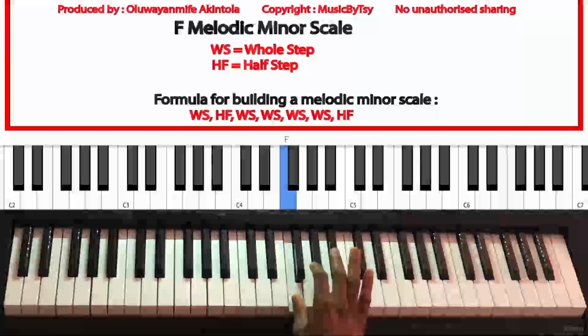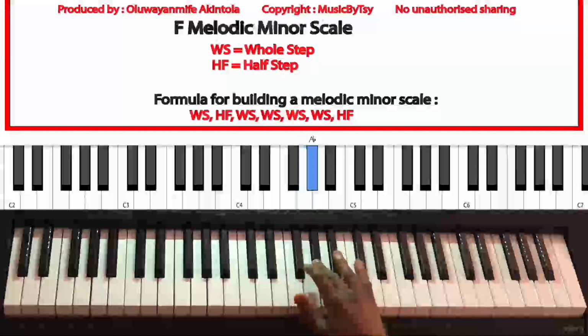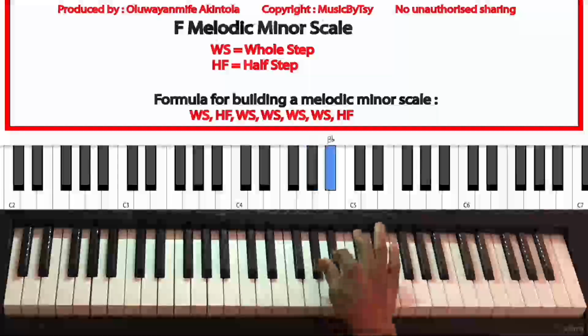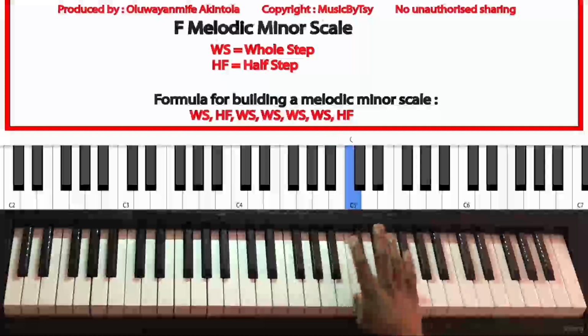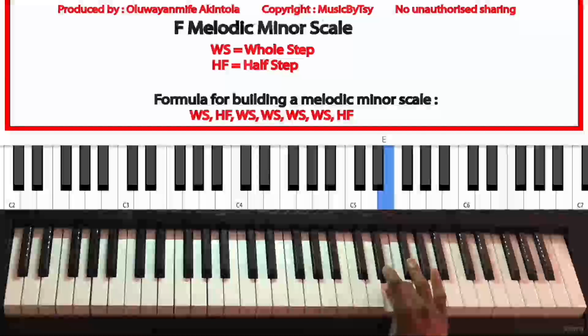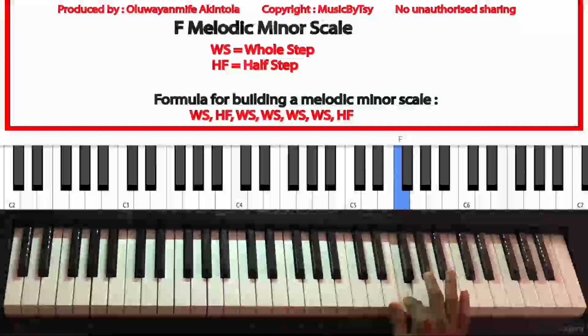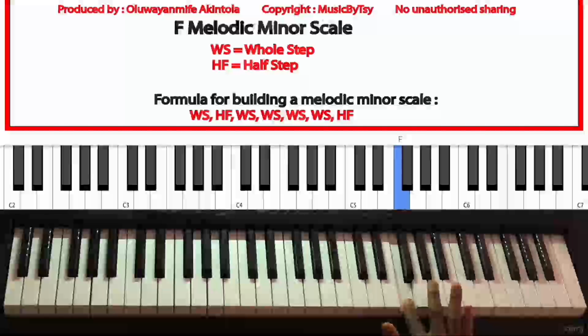So let's use the third method, which is by using the formula to build the F melodic minor scale. So starting from the key of F, we're going to take a whole step, and then a half step, and then a whole step, and then a whole step, and then a whole step, and then a whole step, and then a half step. See that? So that is the F melodic minor scale.